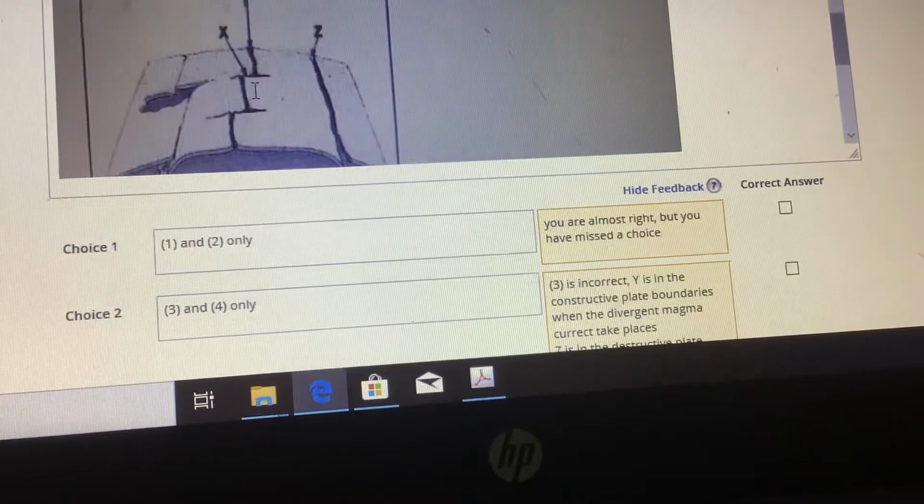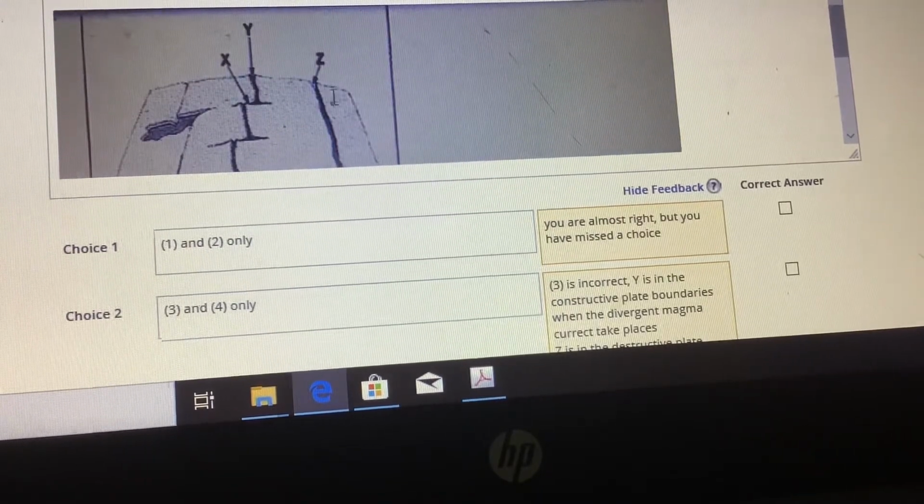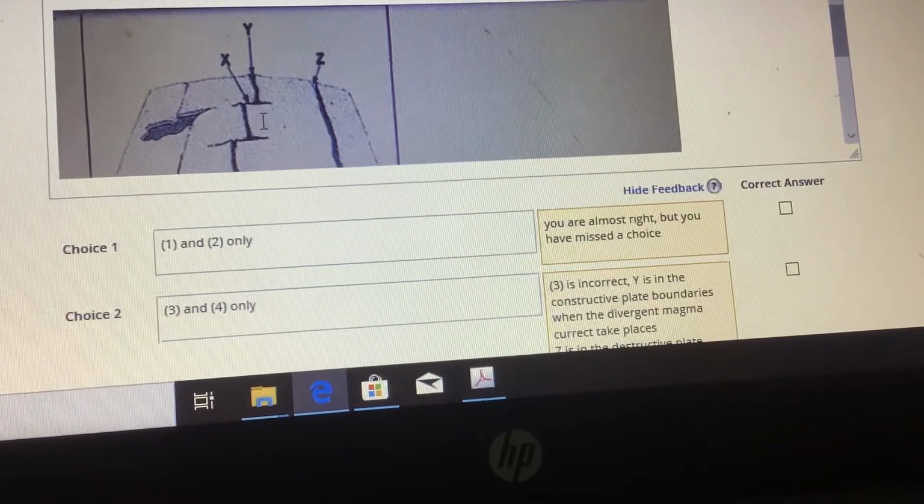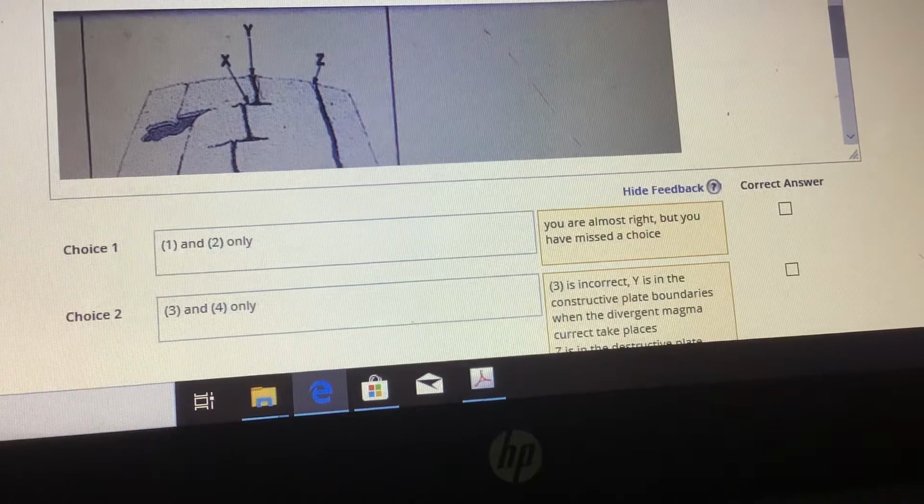Okay, transform fault, mid-oceanic ridge and ocean trench. So as I have mentioned in the summary, both of them are correct. Okay, X is the one at a right angle to the plate boundary, which is usually called the transform fault.